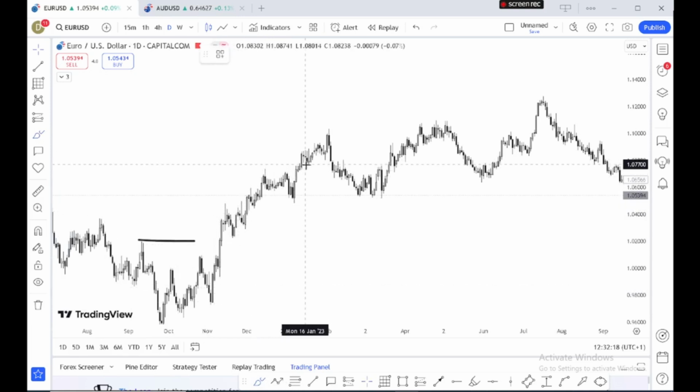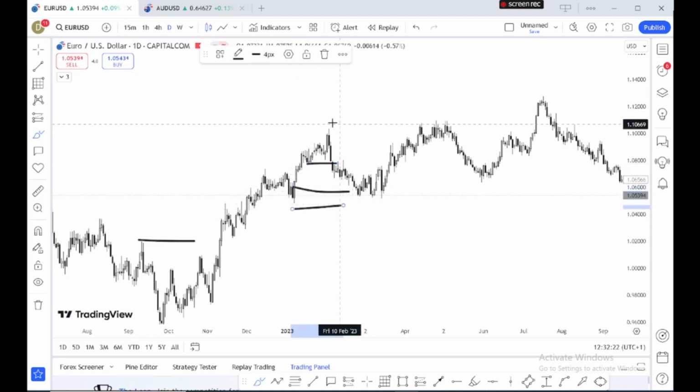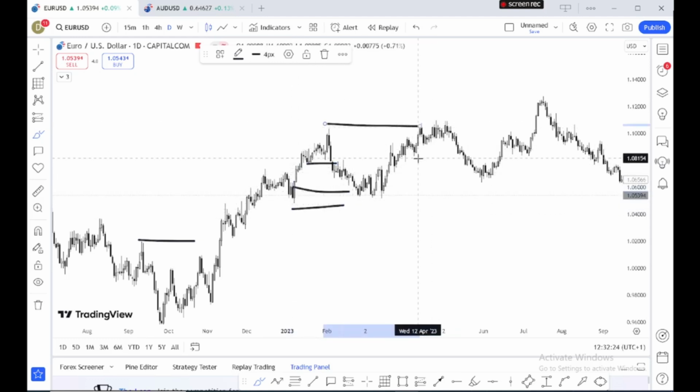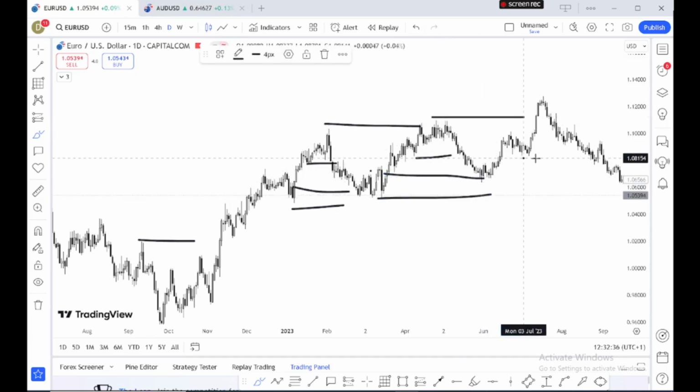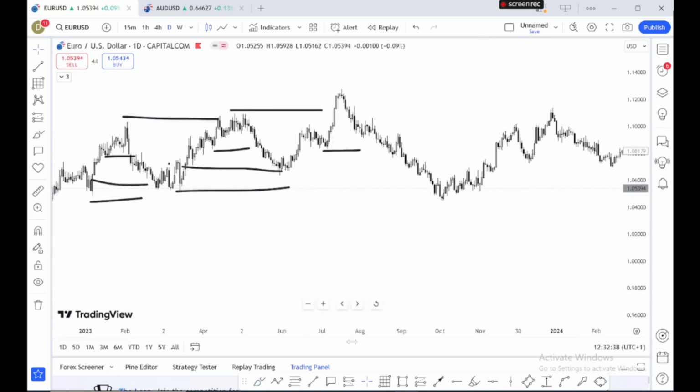We had something like inducement here. Market mitigate here. Market break structure. Market took out inducement, mitigate this level. Break, mitigate this level. Like this. Break structure again. Inducement. So anything that makes this market to do what?